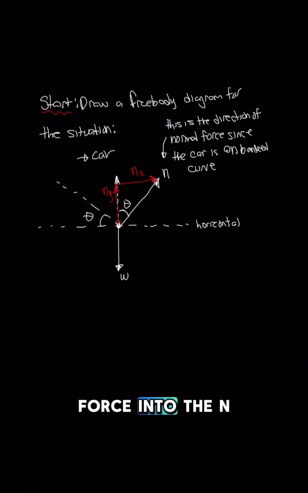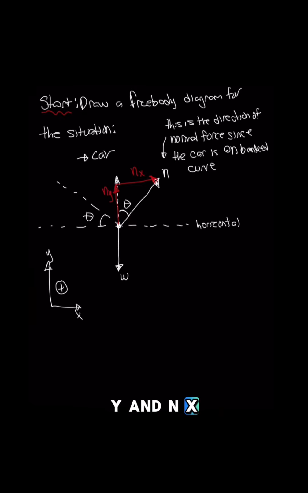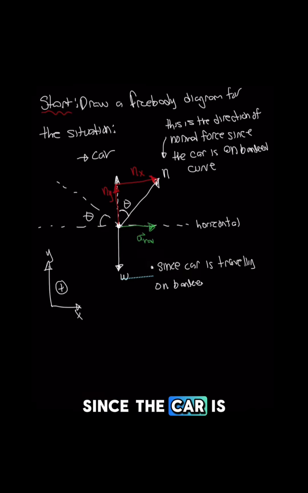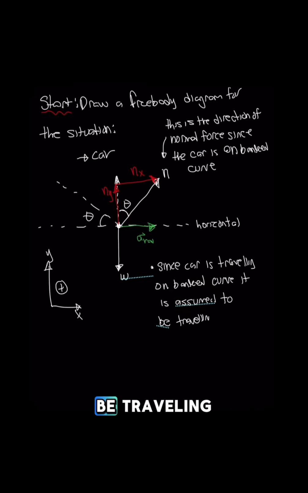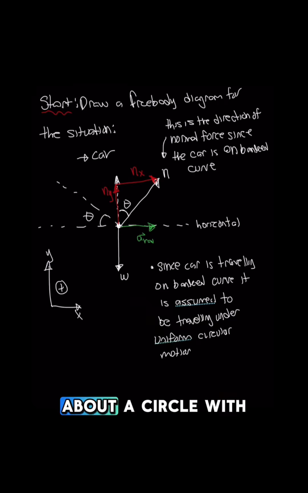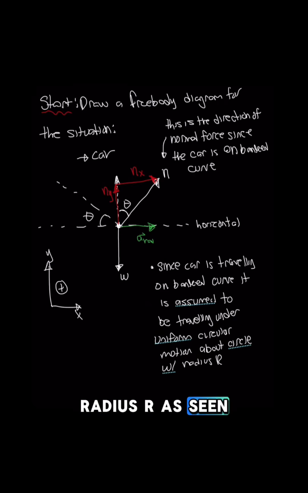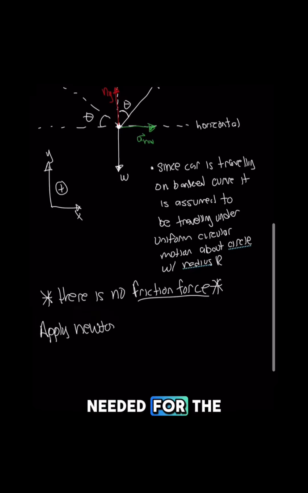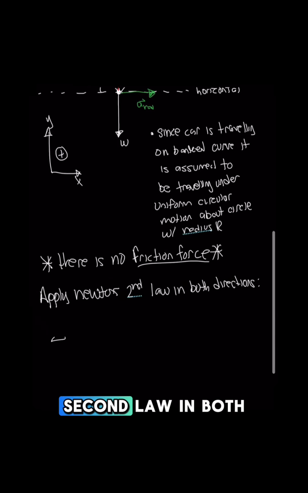Break down the normal force into the Ny and Nx direction, noting that this is going to be our coordinate system. And then we also have a_rad going towards the right. Since the car is traveling on a banked curve, it is assumed to be traveling under uniform circular motion about a circle with radius r, as seen in the diagram at the start. Note that there's no friction force, so that's what we needed for the question. And so we can apply Newton's second law in both directions.